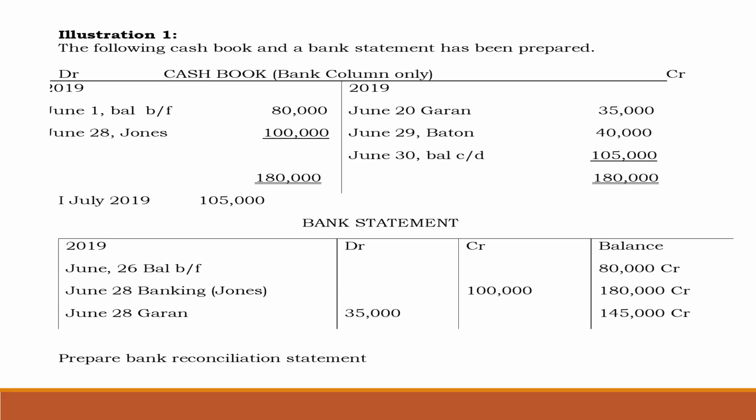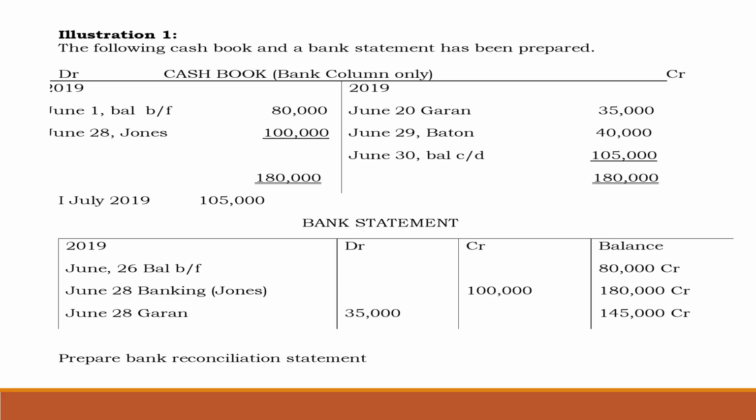But again, we have transactions that appear on the cash book. In these transactions, we have paid some checks to Garan and Button. For Garan, the amount is seen in the bank statement. But for Button, the amount is not reflected in the bank statement. Again, if you look on the debit side, we have an amount deposited for Jonas. And this amount has been reflected in the bank statement.